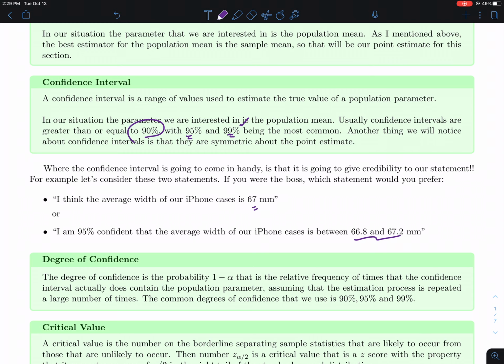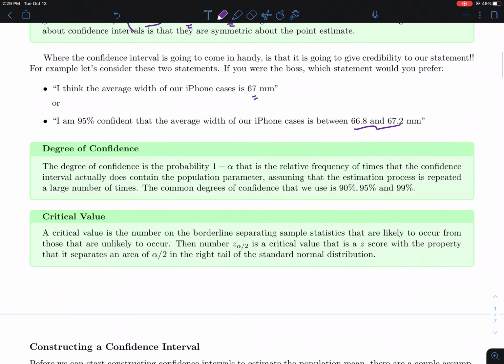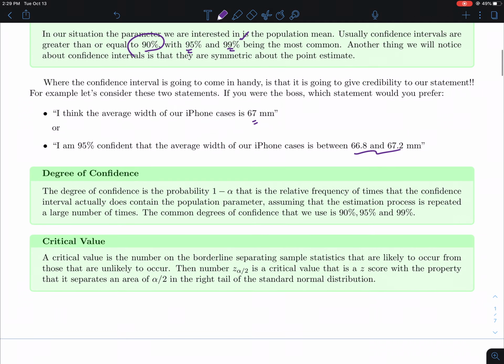All right. So two other quick definitions here. Our degree of confidence is the probability 1 minus alpha. So in this case, the 95% would tell us that our alpha is 0.05, and that's where we're getting our 95% confidence from. Or if our alpha was 0.01, that would give us our 99% confidence interval.